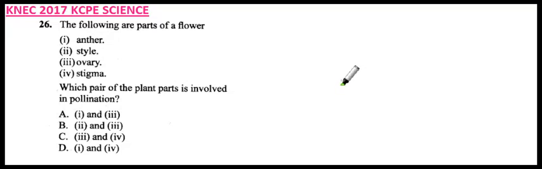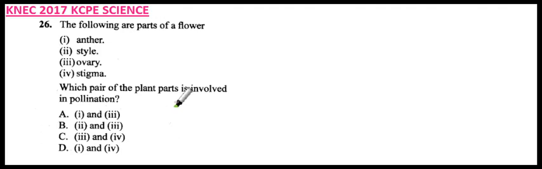Number 26. The following are parts of a flower. We have the anther, we have the style, we have the ovary, and we have the stigma. Which pair of the plant's parts is involved in pollination? To be able to answer this question, you need to know the parts of a flower and the functions of those parts.